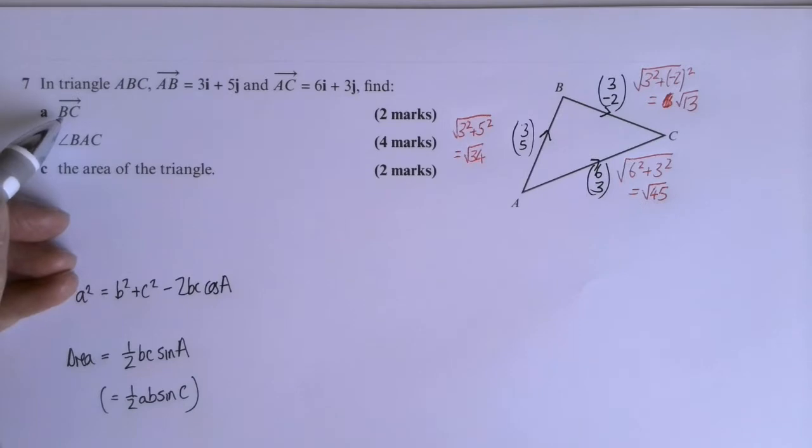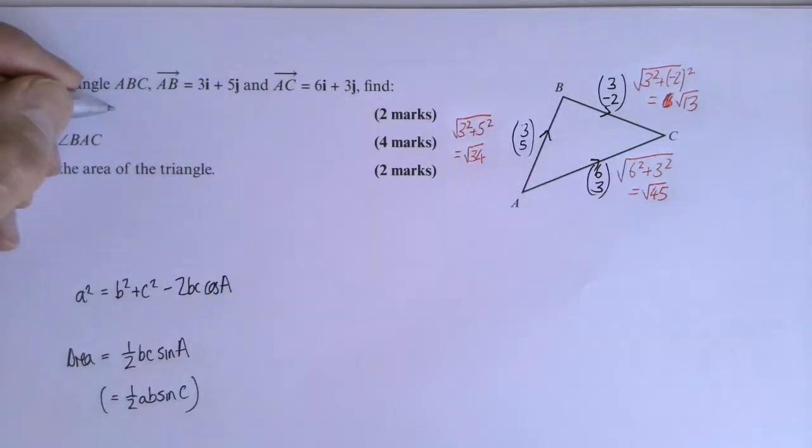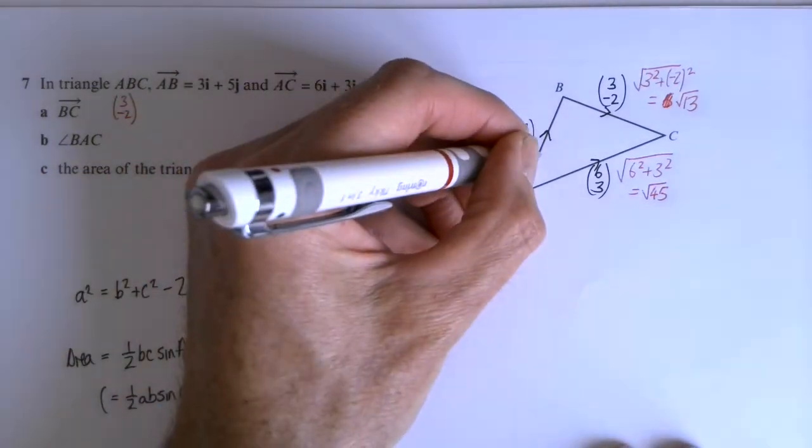Anyway, I've answered this question here. That is 3 minus 2. So that's the vector to get from B to C. The angle BAC. Firstly, which angle is that? That's this one.